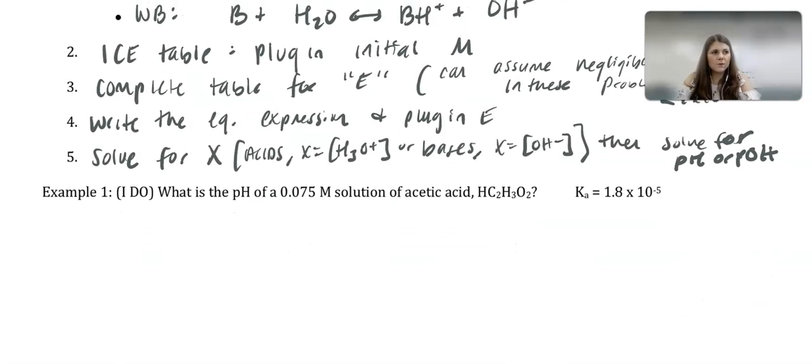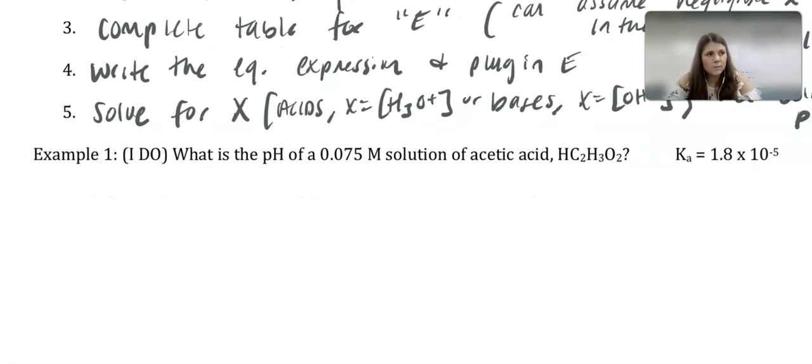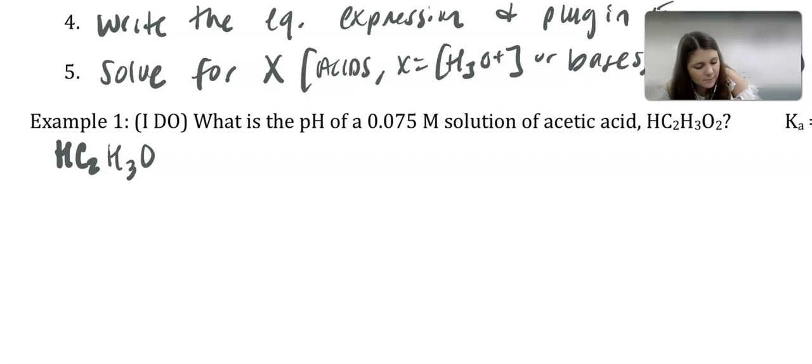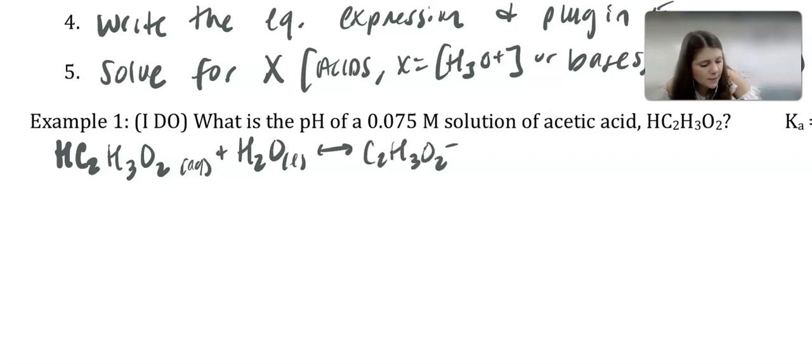All right, let's look at the first problem. What is the pH of a 0.075 molar solution of acetic acid? And they gave us the Ka expression. So let me zoom in right here. First step, write the reaction. So we have acetic acid. Here, always put water as the reactant, and it's going to be producing the acetate ion and hydronium.